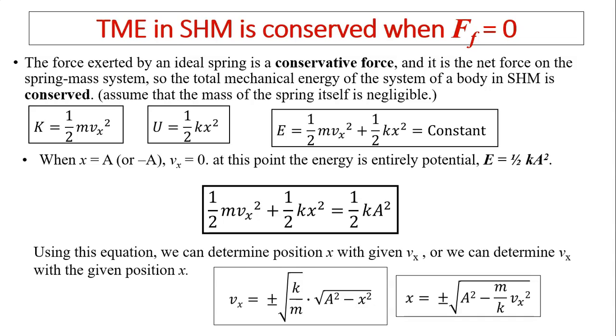So total energy is 1/2 k A squared. Total energy is constant. So it's 1/2 m vx squared plus 1/2 k x squared equals 1/2 k A squared. Using this equation, we can figure out vx at any position, or we can find x with any given velocity at that position.